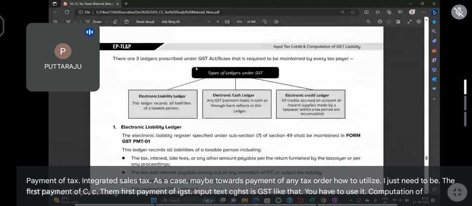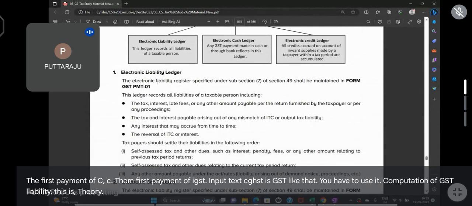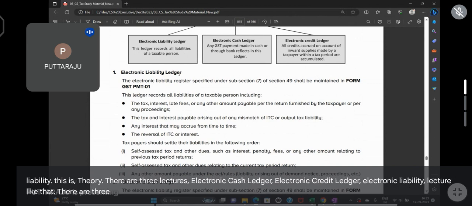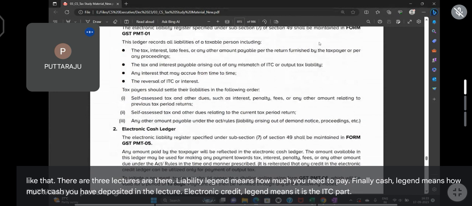Computation of GST liability. This is theory. There are 3 ledgers: electronic cash ledger, electronic credit ledger, electronic liability ledger. Liability ledger means how much you need to pay finally. Cash ledger means how much cash you have deposited in the ledger. Electronic credit ledger is the ITC part.